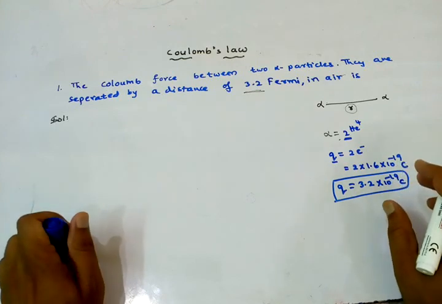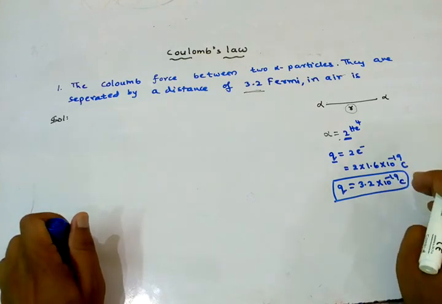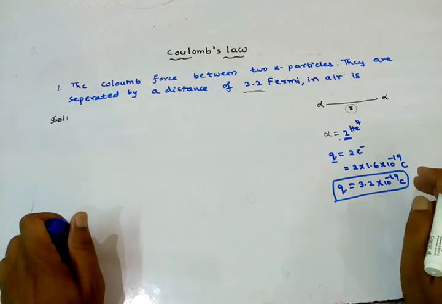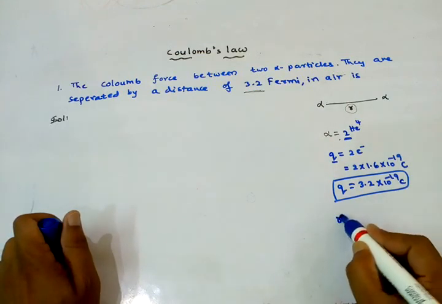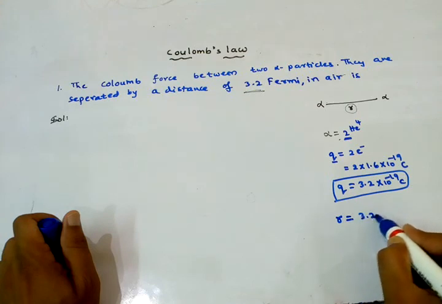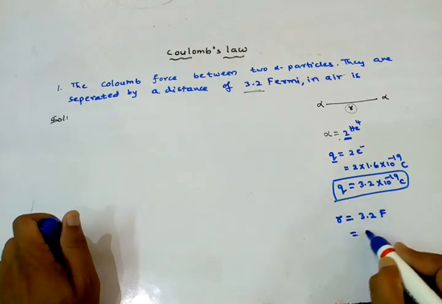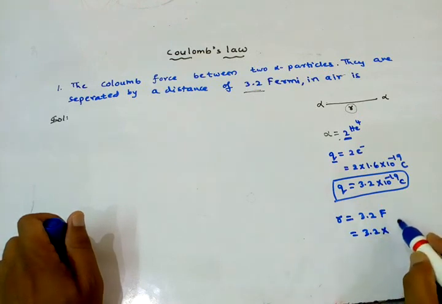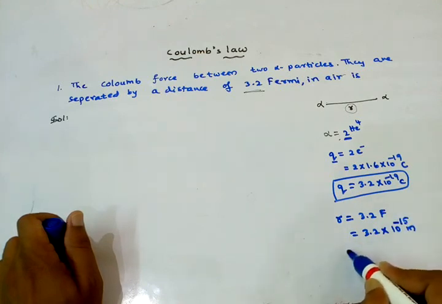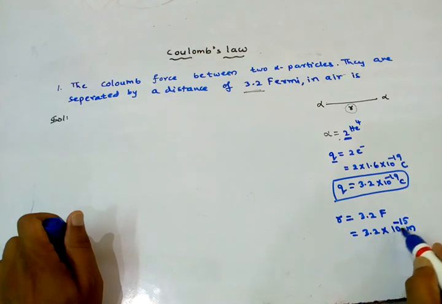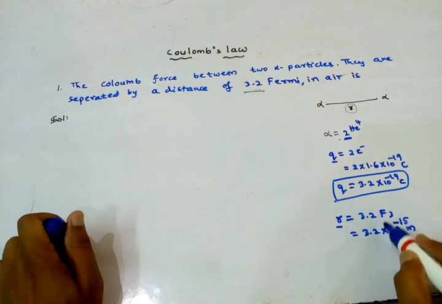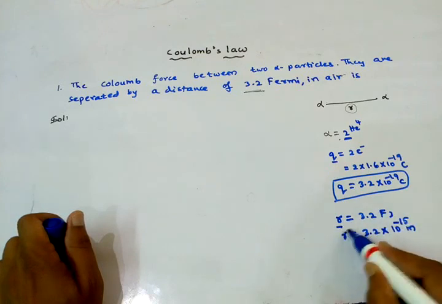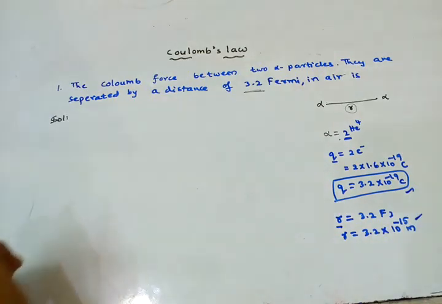So we now know the charge of the alpha particle, and we know the distance between the two charged particles, that is equal to 3.2 Fermi. Fermi is nothing but 10 power minus 15 meter, so the distance 3.2 Fermi means 3.2 into 10 power minus 15 meter. So we have now two values.